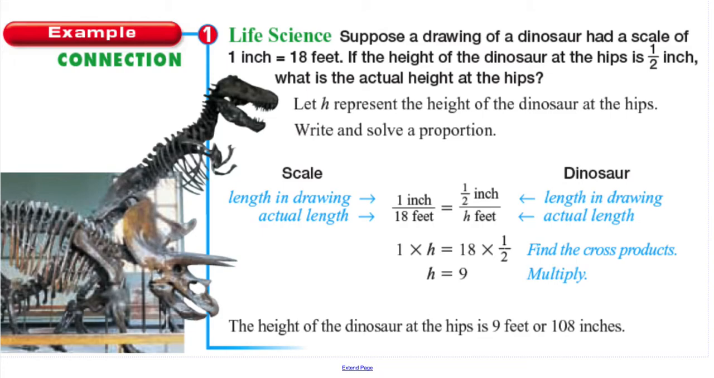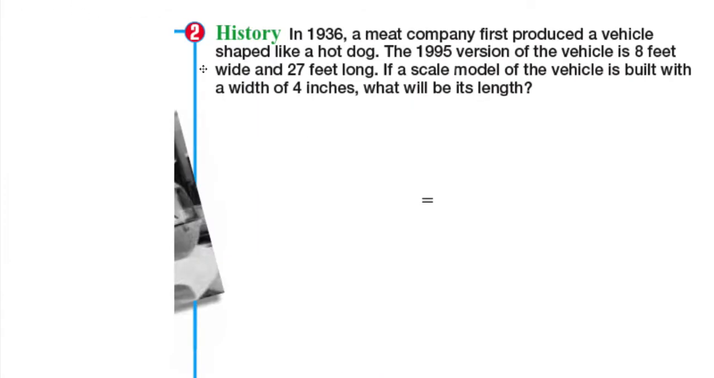So let's take a look at example number 2. History: in 1936, a meat company first produced a vehicle shaped like a hot dog. The 1995 version of the vehicle is 8 feet wide and 27 feet long. If a scale model of the vehicle is built with a width of 4 inches, what will be its length?